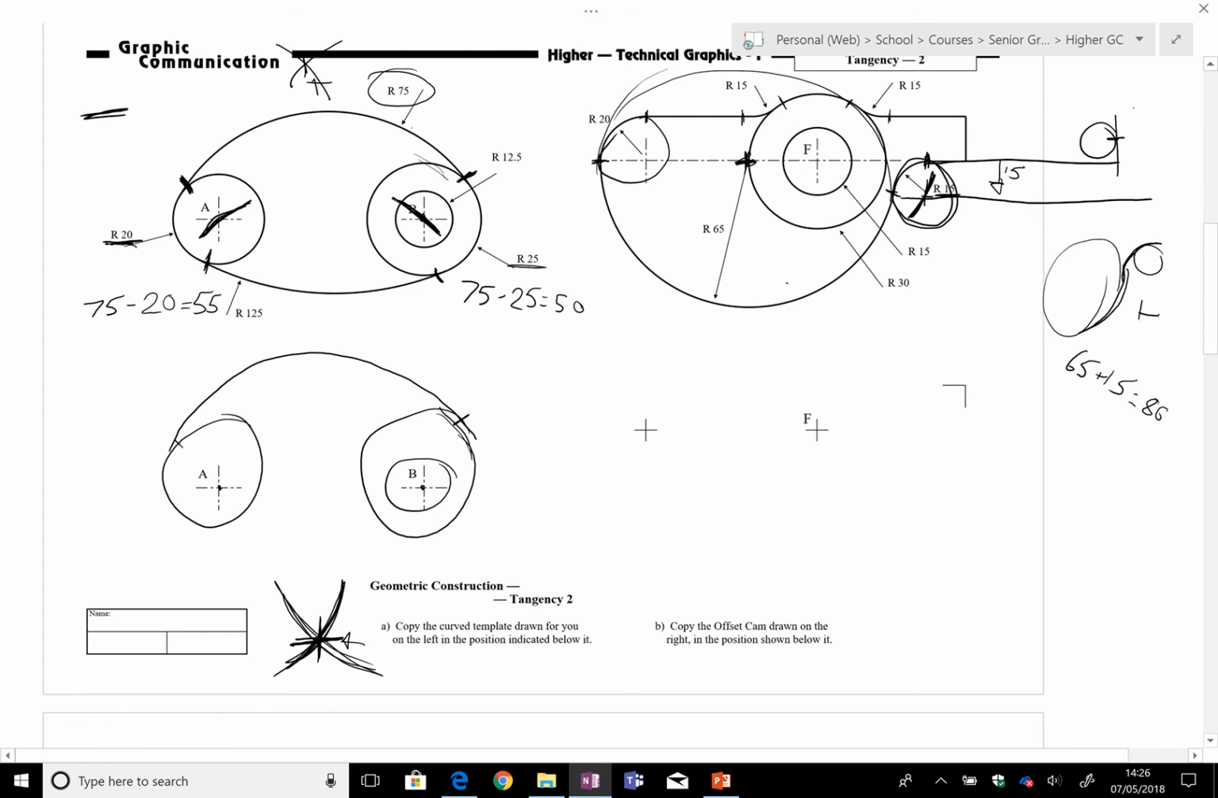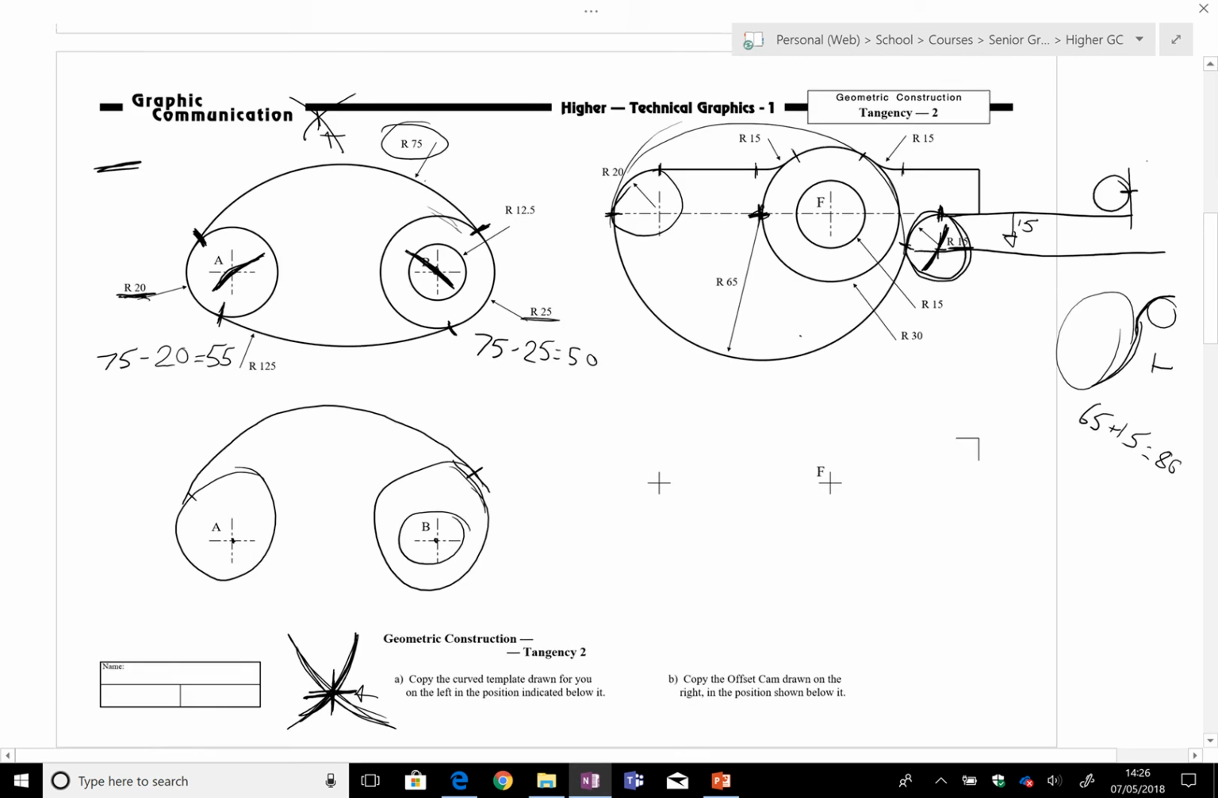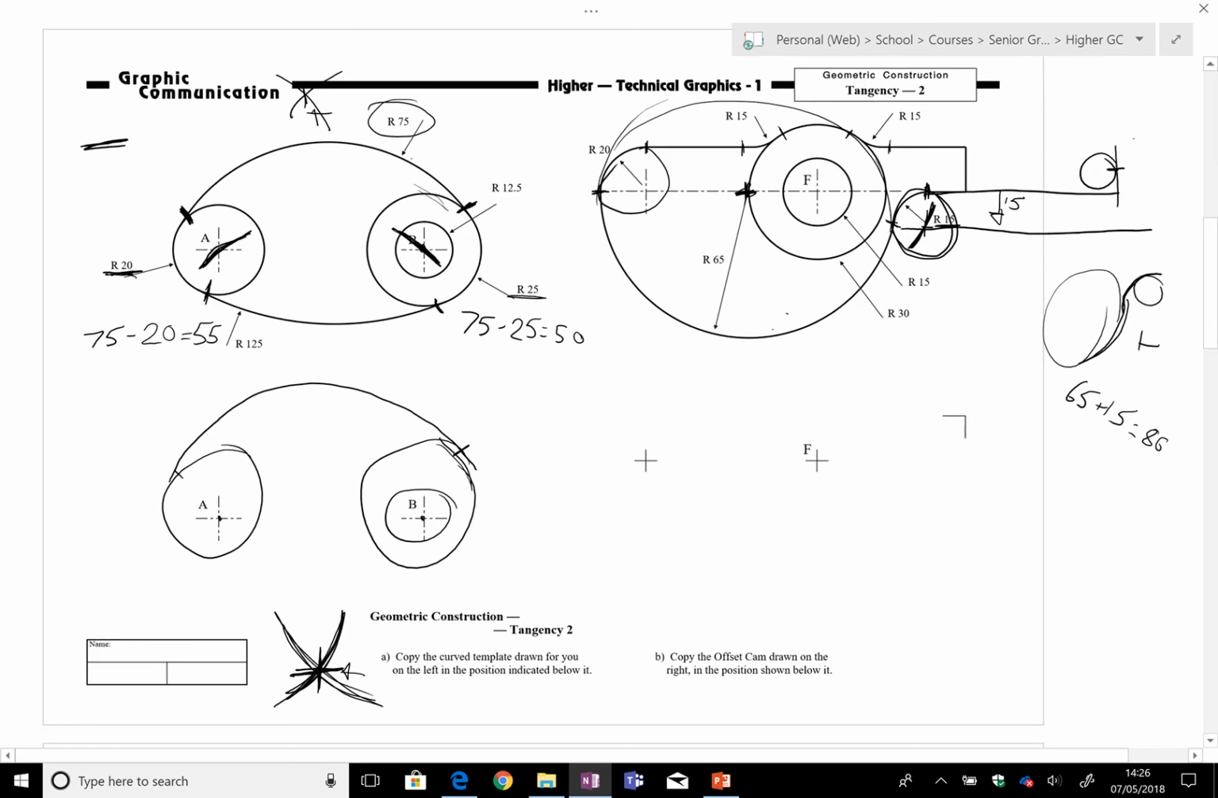Now the problem, the bit that always trips people up, is when you're drawing tangency circles, sometimes you have to work out one before you work out the other. So you need to say, right, okay, if I've not got this radius of 65, this one here, I can't work out that one. So I need to work out this one first.